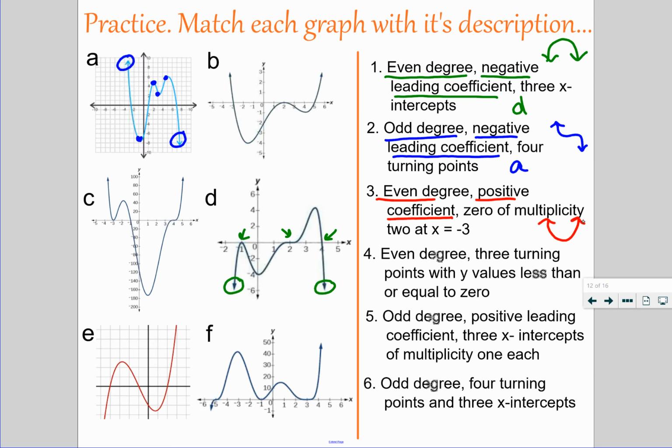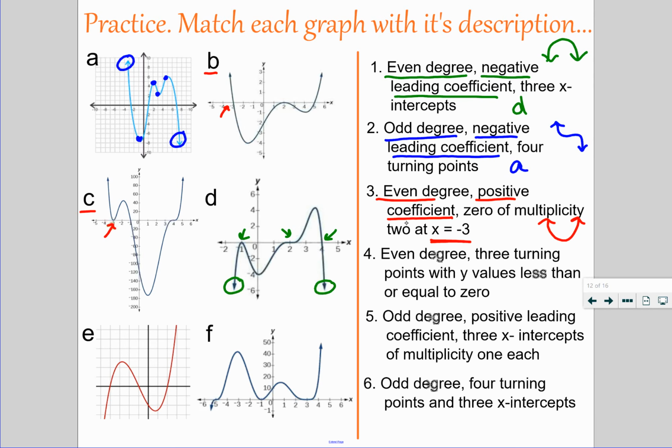So that means both of my ends are going to go up. So it's either C or B because both of my ends are going up. So we need that third property. It says the 0 of multiplicity 2 at x equals negative 3. So a 0 at x equals negative 3. And both of these graphs have a 0 or an x-intercept at negative 3.